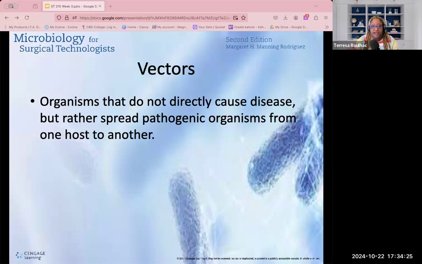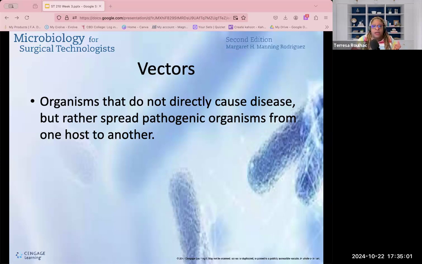Types of vectors. The chapter talks about biological vectors, organisms in which pathogens undergo development or multiply before they actually transmit to the new host. So they have it in their body, they're making more of it, like more soldiers, and then they are able to dump a whole bunch into the new host. For example, mosquitoes spread malaria and dengue virus. Ticks spread Lyme disease, Rocky Mountain spotted fever, rickettsia.